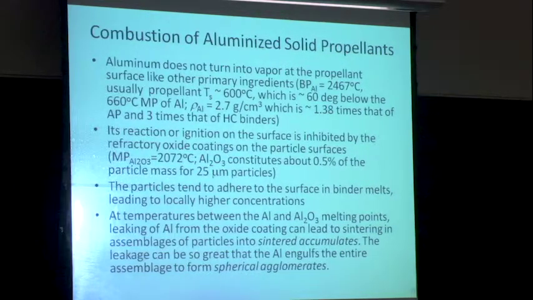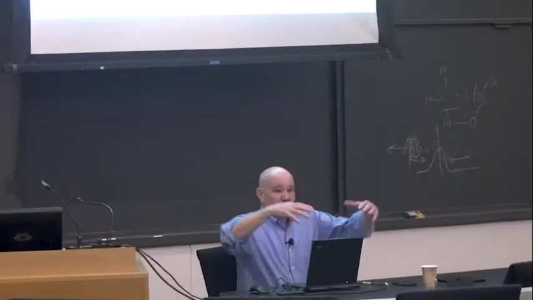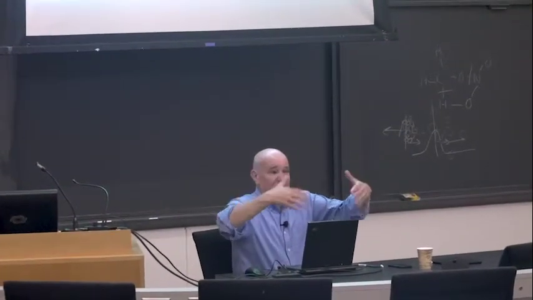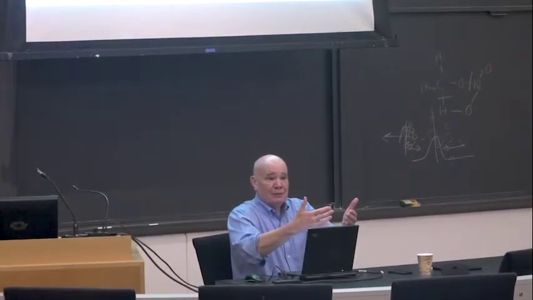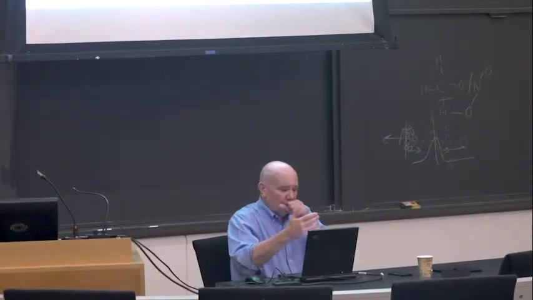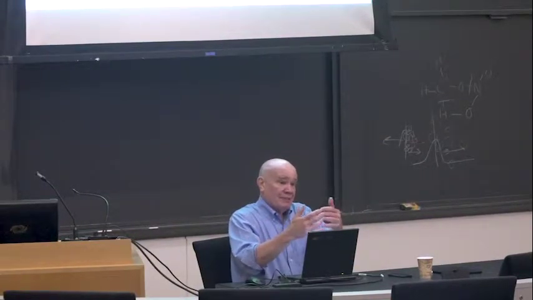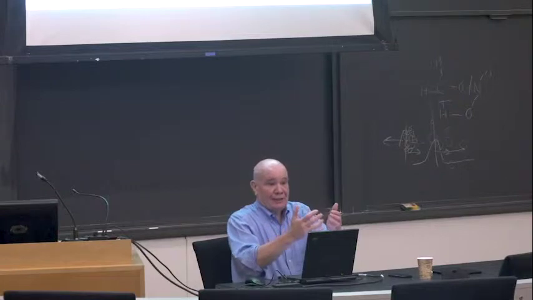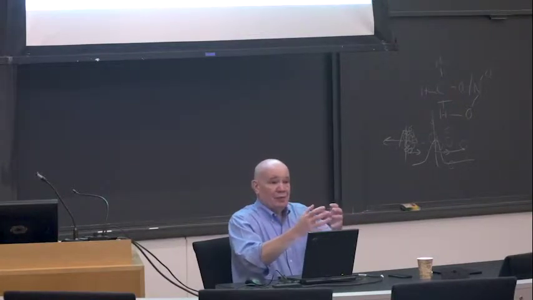Well, what happens is the aluminum particles, when they come to the surface, start to accumulate in these pockets between the large oxidizer particles, and they basically can reside there for a period of time in this melt layer of the binder. And if they reside in the melt layer of the binder, the oxide can start cracking, aluminum can start diffusing out through cracks, and the particles start to sinter, and I form accumulates.